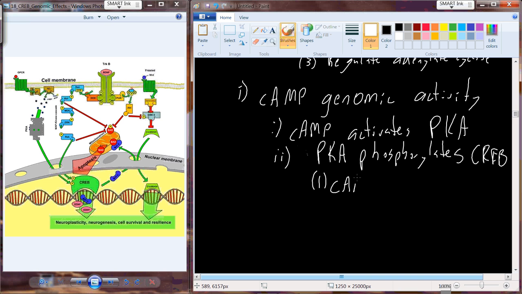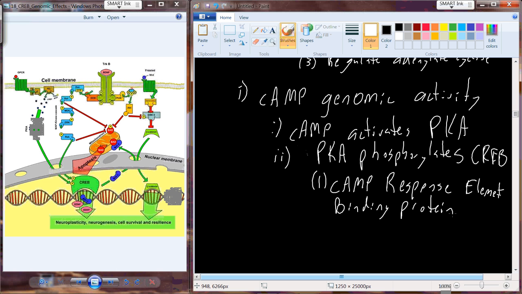CREB is cyclic AMP response element binding protein. You can see why we just call it CREB. What is a response element? Anyone know what a response element is?